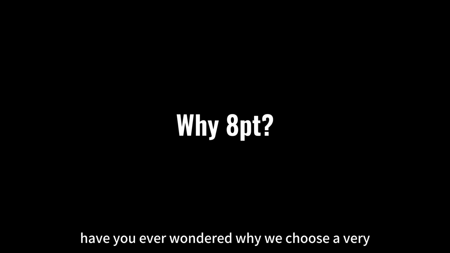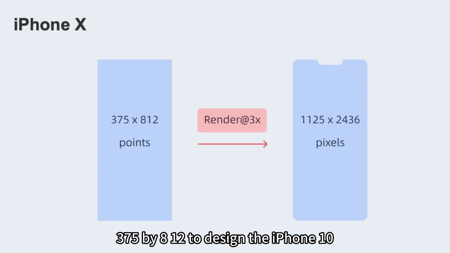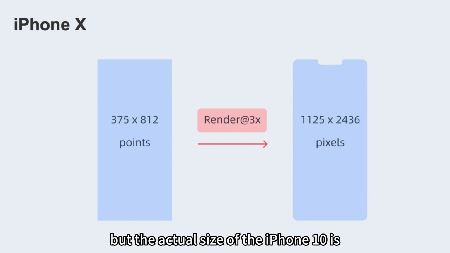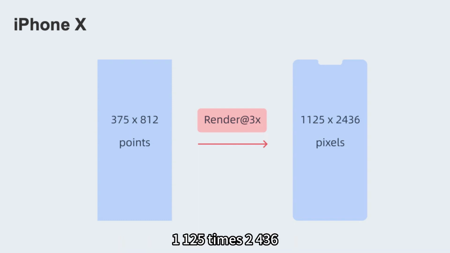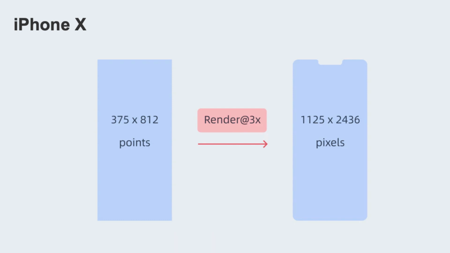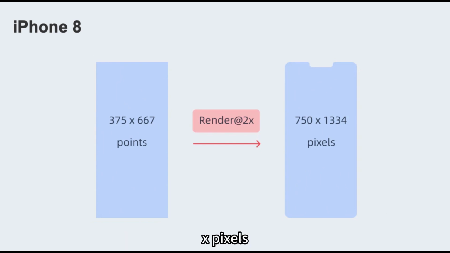Have you ever wondered why we choose a very small drawing board when we design the mobile interface, but our display device is very large? For example, we used the size of 375 by 812 to design the iPhone X, but the actual size of the iPhone X is 1125 x 2436, which is 3 times the size of our design. Because the design size will be rendered in 2x or 3x pixels.